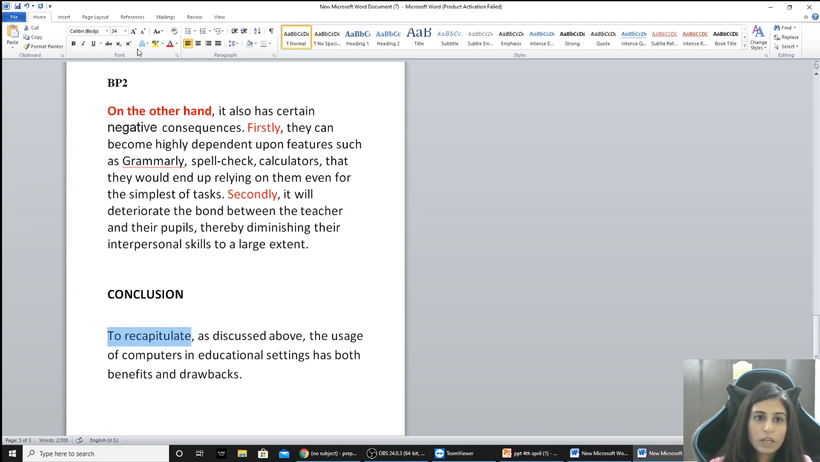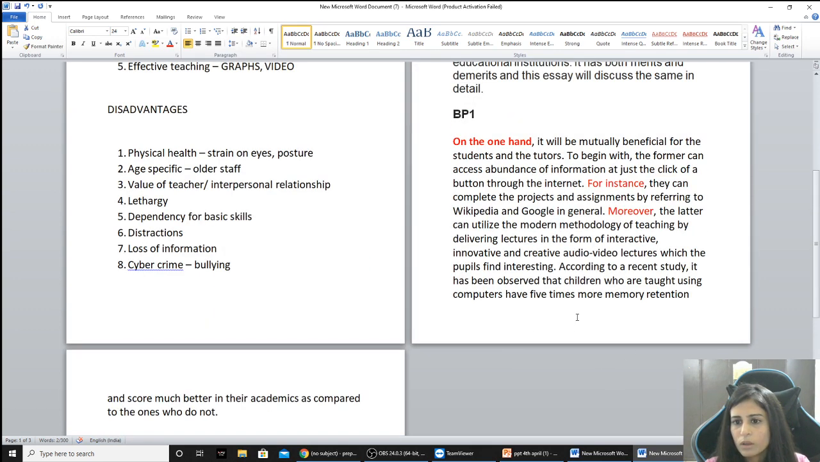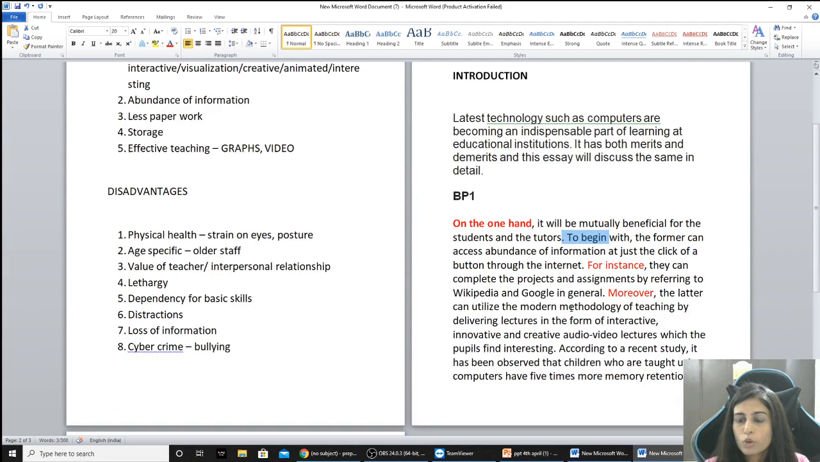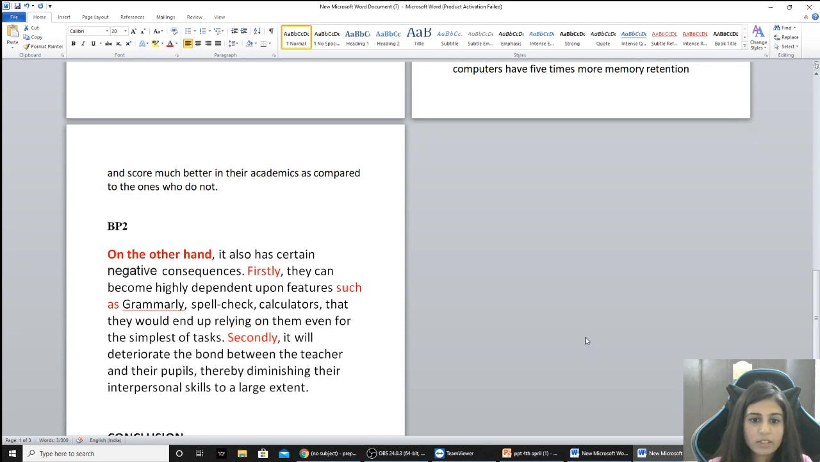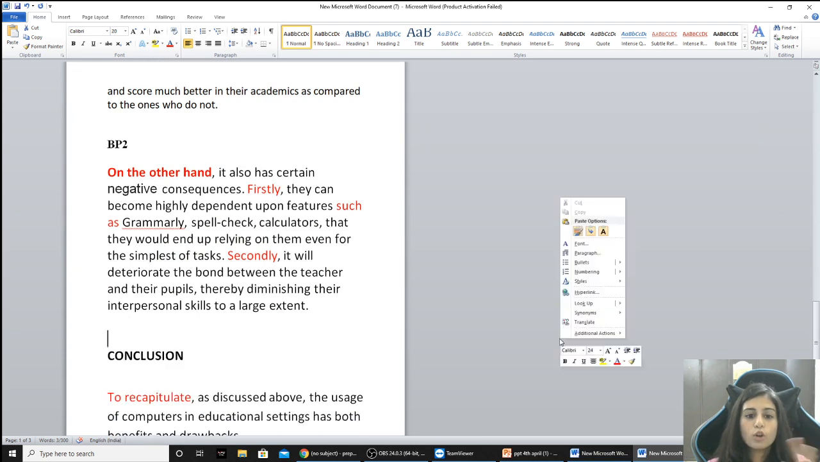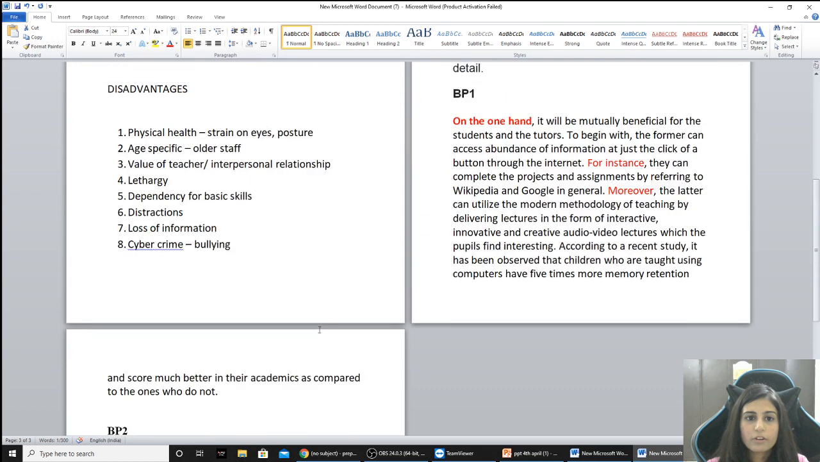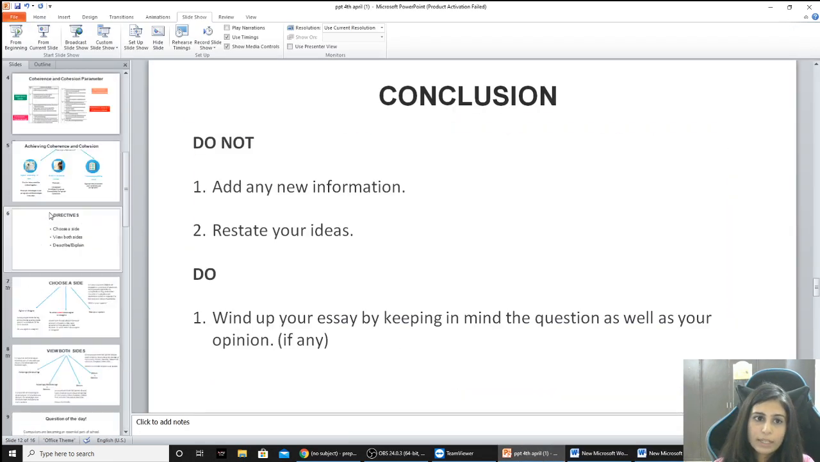So to recapitulate, this is another connector. Here we have such as, which is also a connector that connects the part of the sentence. Then let's see, do we have other connectors here? According to a recent study is also a connector. To begin with, so all of these are connectors. And for your kind information, even words like and are connectors. They're connecting two parts of the sentences. So all of these are basically helping you out in connecting different sentences and connecting different parts of the paragraphs. So that's it for today. I hope the conclusion part is clear, so let's move back.